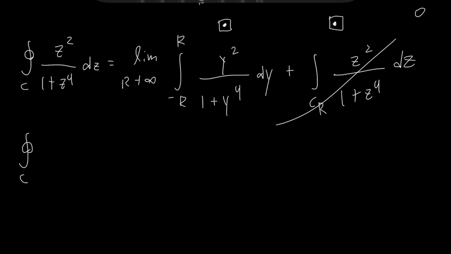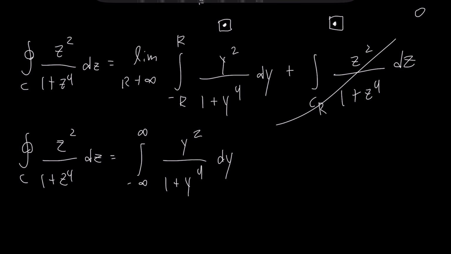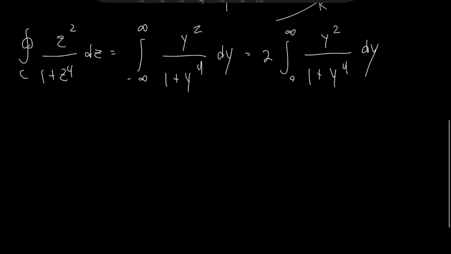So we have the integral along this contour of z squared over 1 plus z to the fourth dz will equal the integral from minus infinity to infinity of y squared over 1 plus y to the fourth dy. But since the function is even, we could write this as twice the integral from 0 to infinity of y squared over 1 plus y to the fourth dy, which is exactly the integral we're looking for.